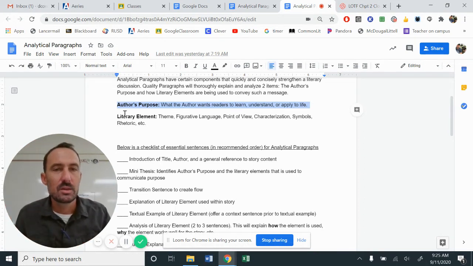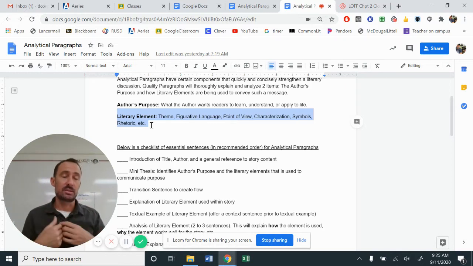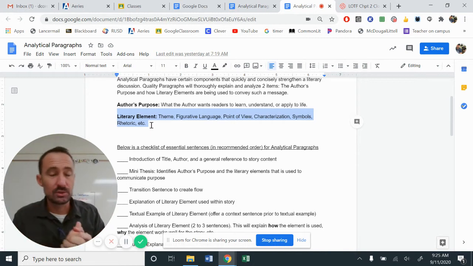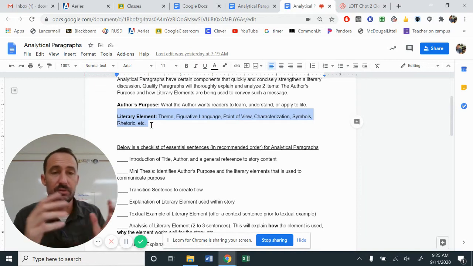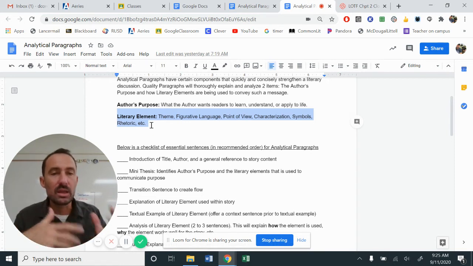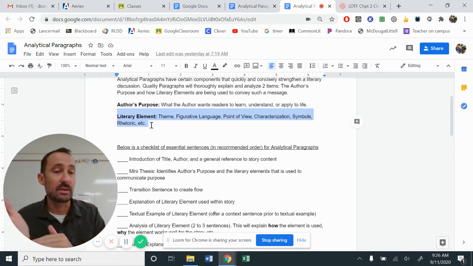Okay. The second part, after we determine what our author is trying to tell us, we have to figure out how they are telling us this message. Is it through foreshadowing? Is it through figurative language? Is it through the components of the characters themselves, symbols? Is it dialogue? What is it that actually helps us get to understanding that point?